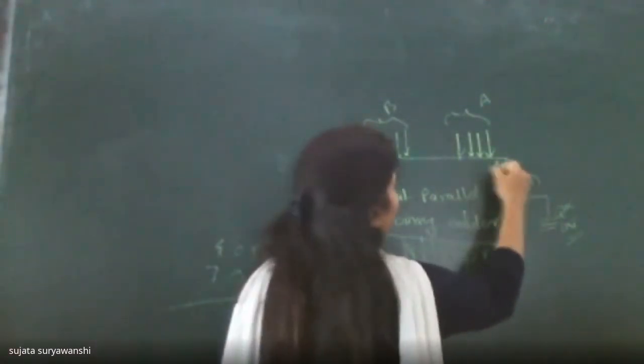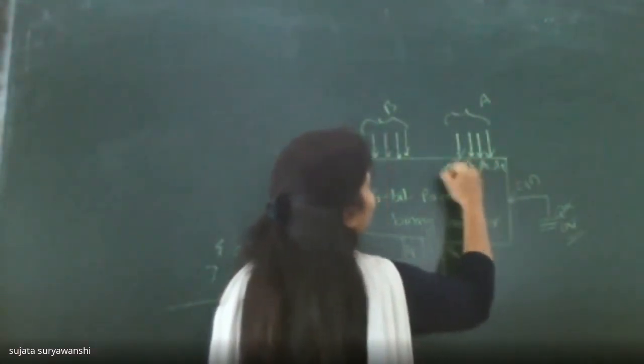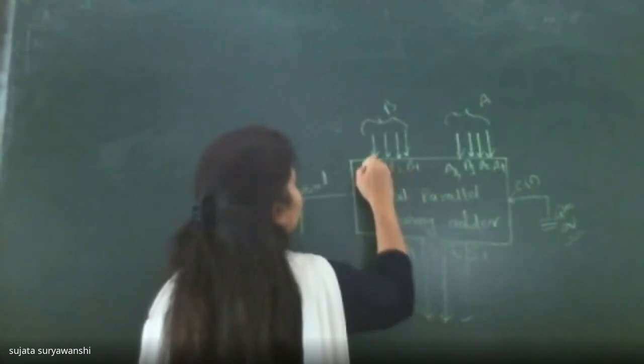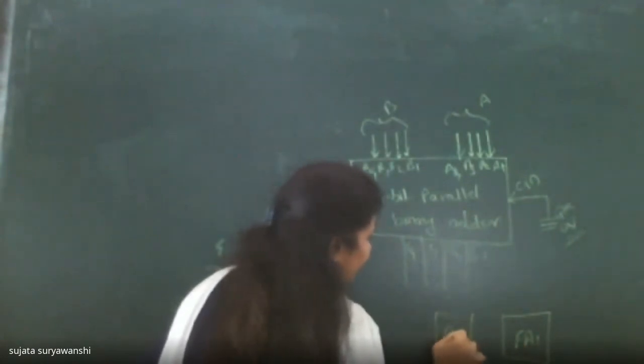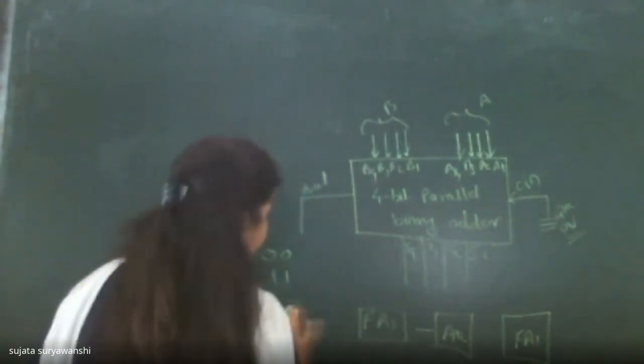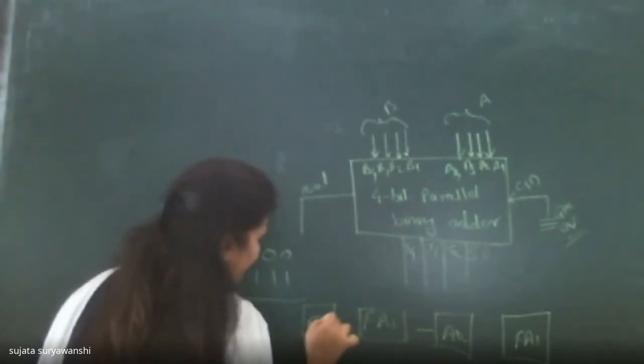You can see here the internal structure of this block diagram. So here, suppose A1, A2, A3 and A4. So similarly, B1, B2, B3 and B4. And here you can see the actual structure. This is your first full adder, FA1. Then FA2, then FA3, that is full adder 3, and the last one is FA4.